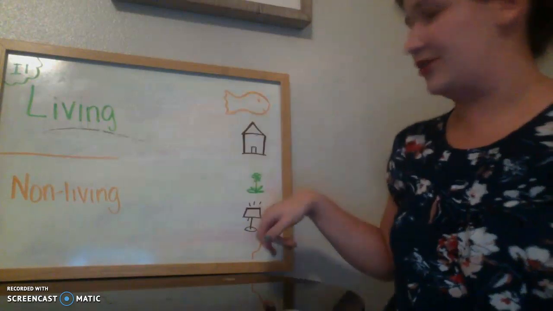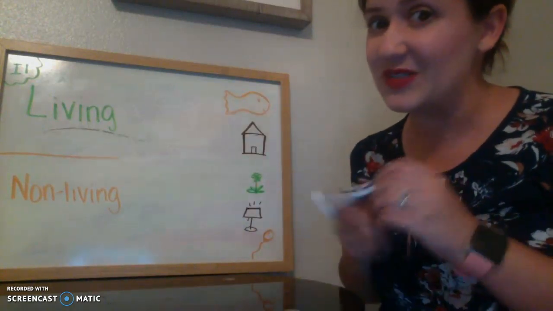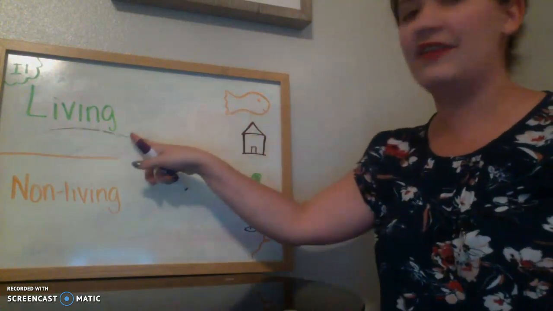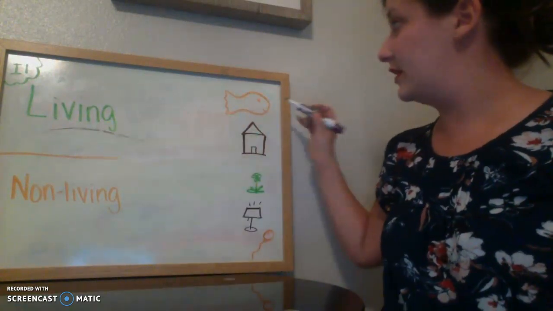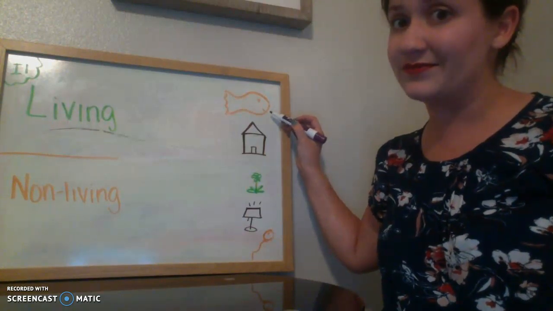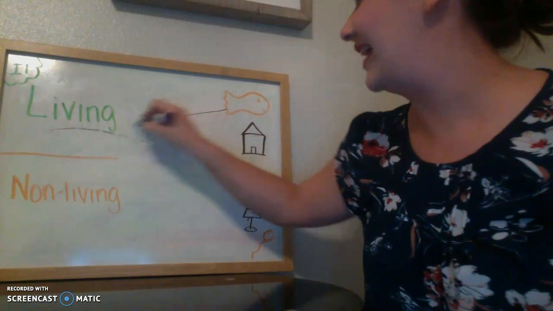So I drew some pictures. I know they're not the best pictures, but what we're going to do is we're going to draw a line from the picture to either living or to non-living. The first picture is a picture of a fish. Living or non-living? You got it, living. Draw a line to living.